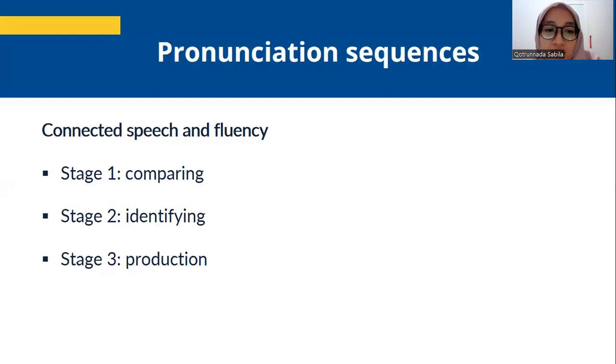Second stage, identifying. Have the students listen to recordings of connected speech and ask them to produce a full written grammatical equivalent of what they hear. In stage three, production, whenever modeling and teaching phrases and sentences, give the students a connected version, including contractions where necessary, and get them to say the phrases and sentences in this way.